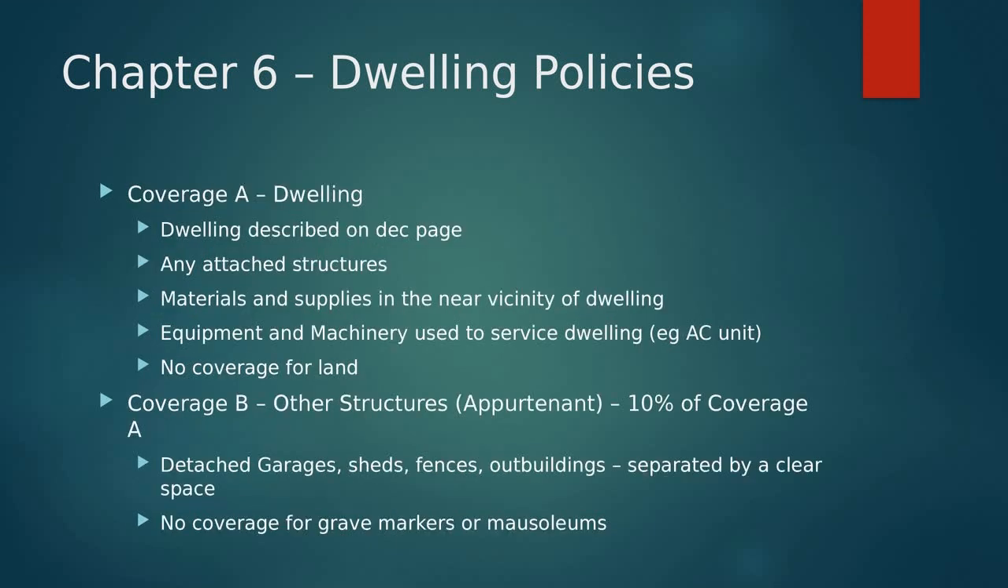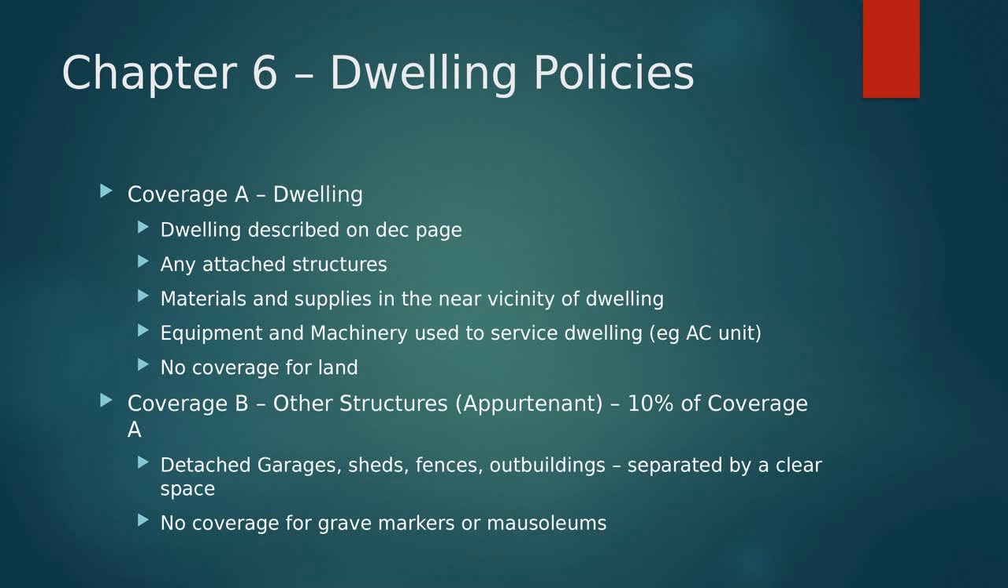Coverage A covers the dwelling that is described on the declarations page, any physically attached structures, any materials and supplies in the near vicinity of the dwelling, and any equipment or machinery that is used to service the dwelling, for example, an AC unit or a well. Now understand under coverage A, both for dwelling and also on homeowners, there will be no coverage for land. Land is never covered by property policies.